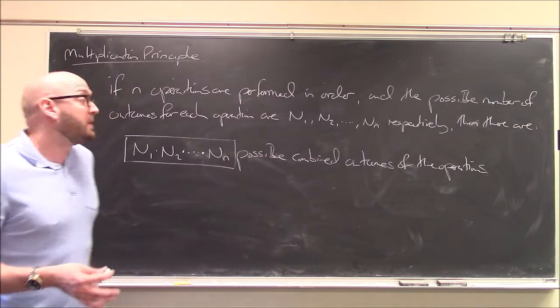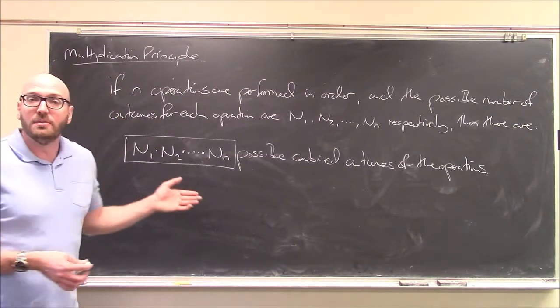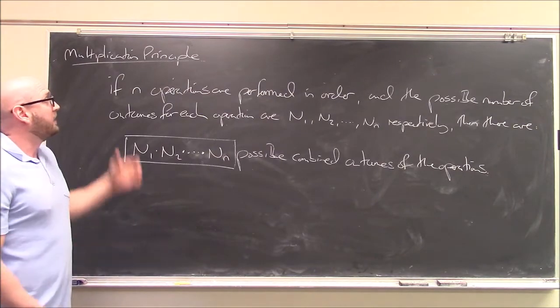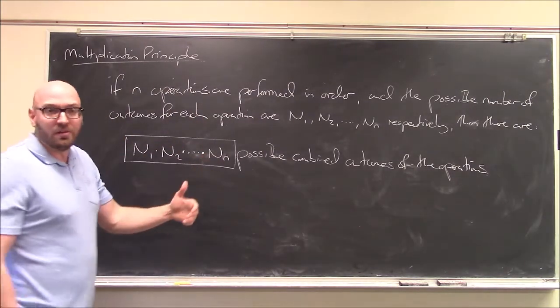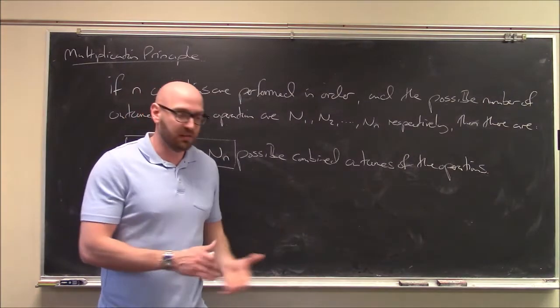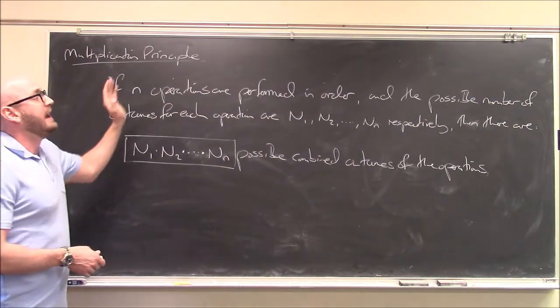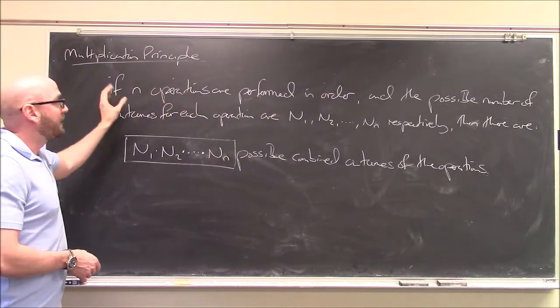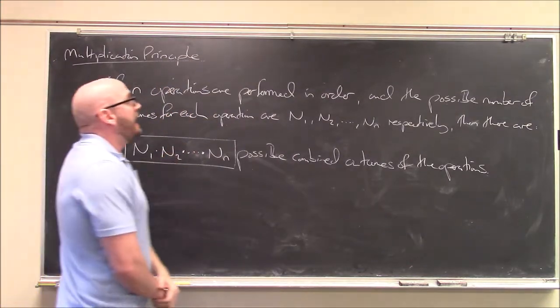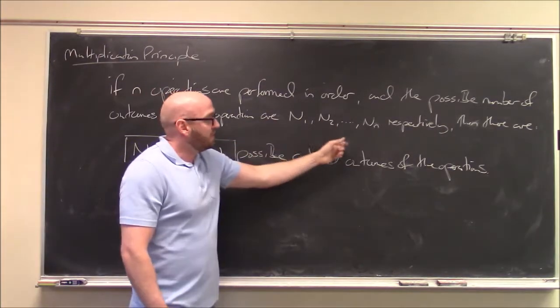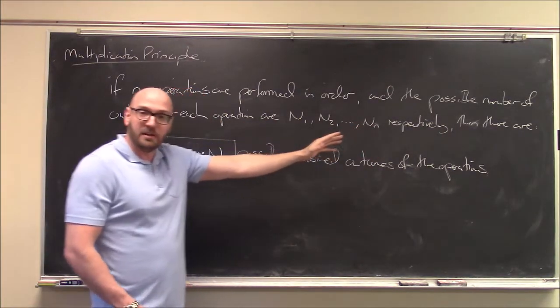Next up, we've got the multiplication principle, which is fundamentally important to what we do in the future when we start talking about probability. And it says the following. It says if n operations are performed in order, so this could be anything from choosing things to flipping a coin n times. We're doing something n times, or we're performing n operations in order, and the number of possible outcomes for each operation are n sub 1, n sub 2, out to n sub n respectively.